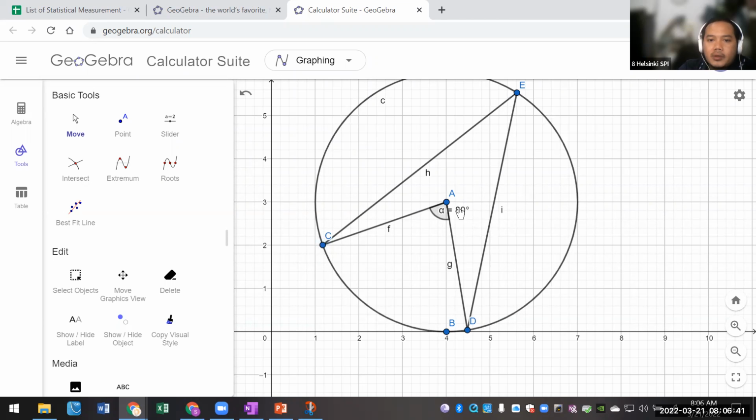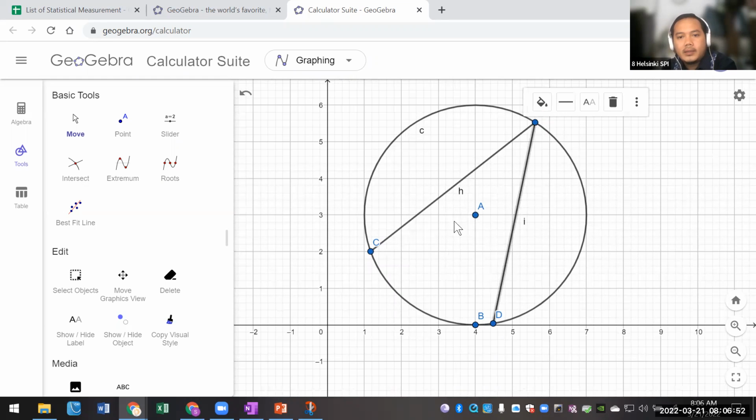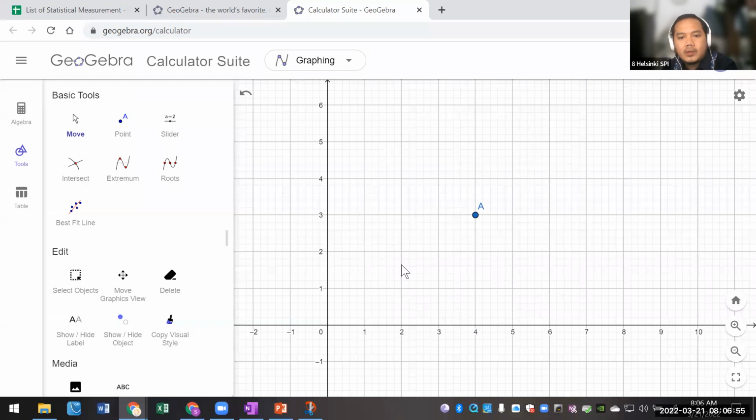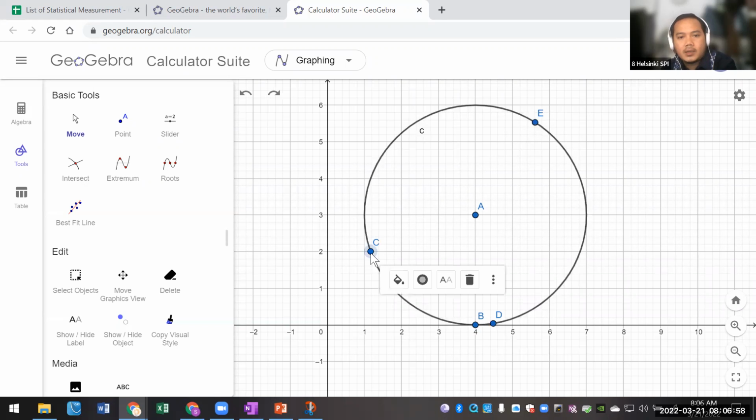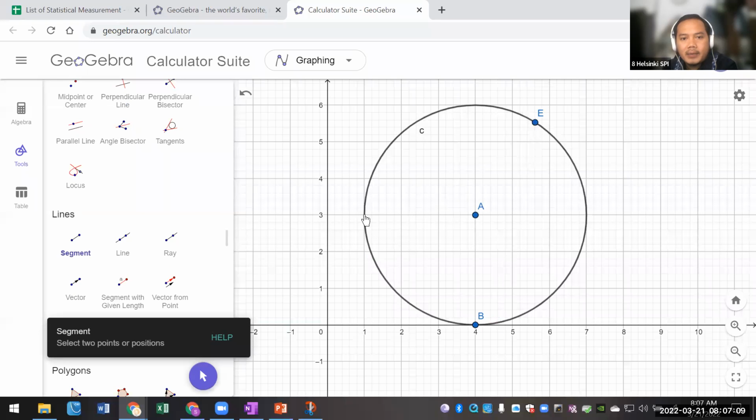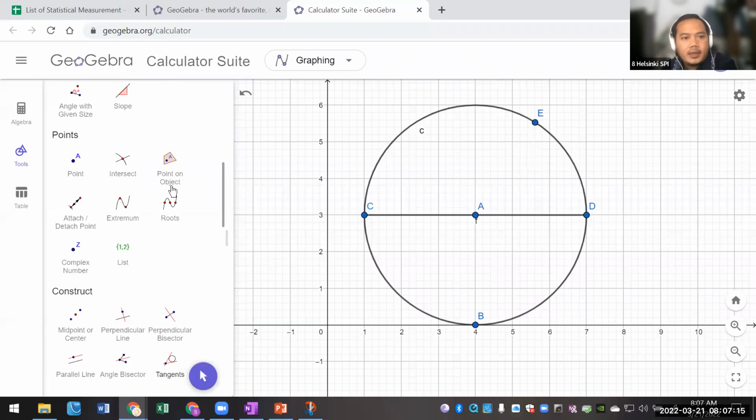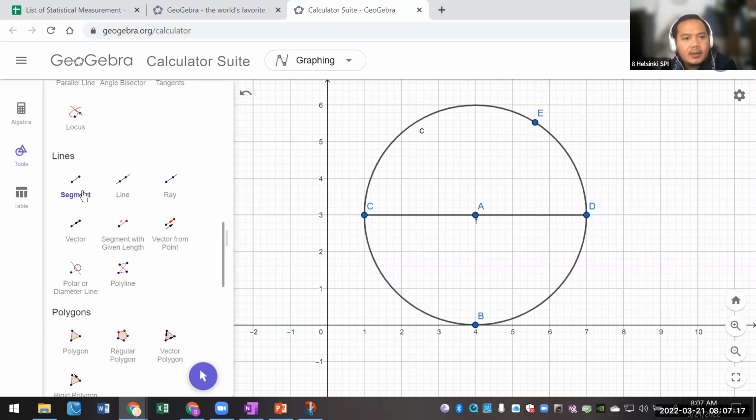Okay, so I'm going to erase this also. I'm going to make this into a straight line. I'm going to delete this first, guys. I'm going to delete all. Oopsie, not that one, that one. Okay, there we go. So I'm going to make a line segment again, but this time I'm going to make a diameter from here to here. And then I'm going to make another line from here to here, and then from here to here.